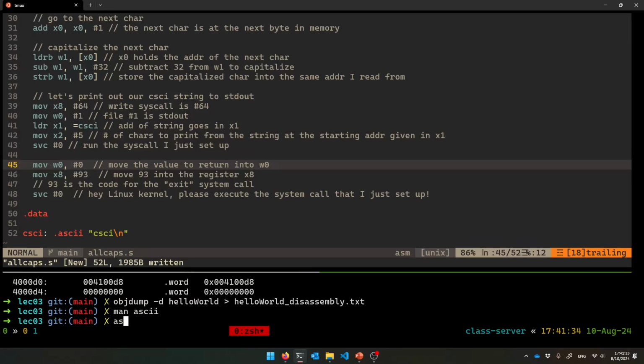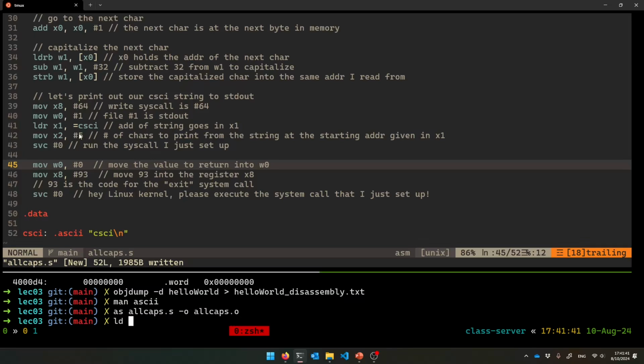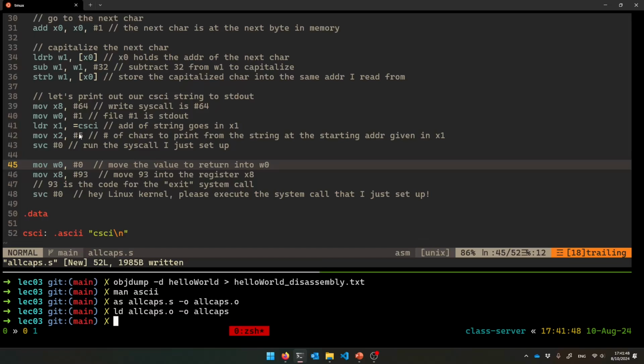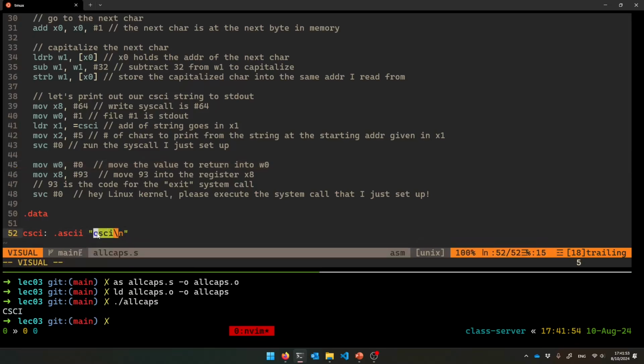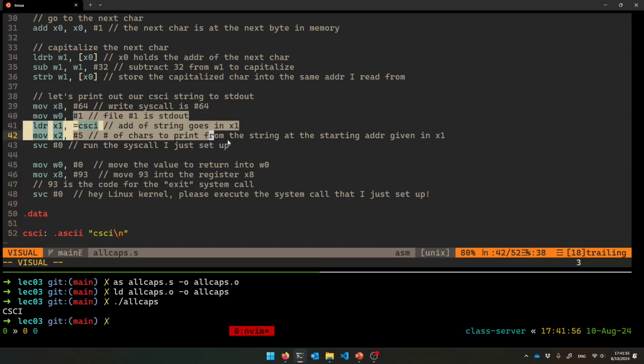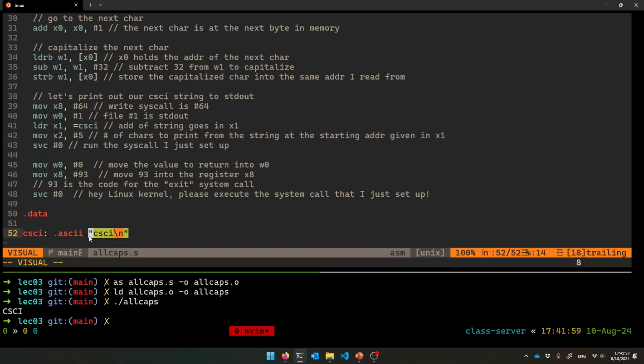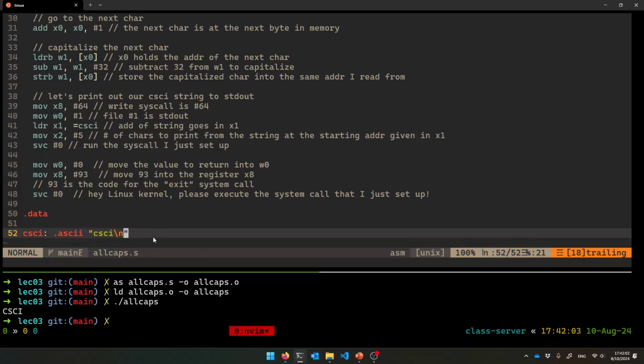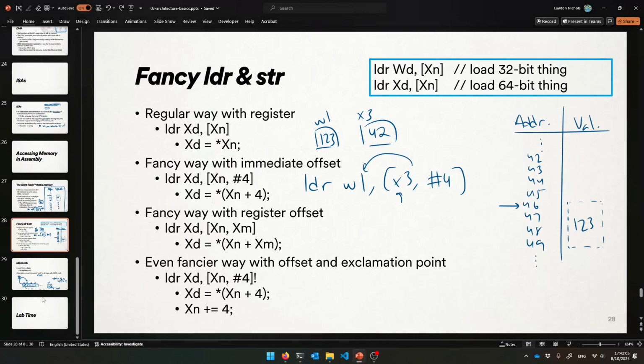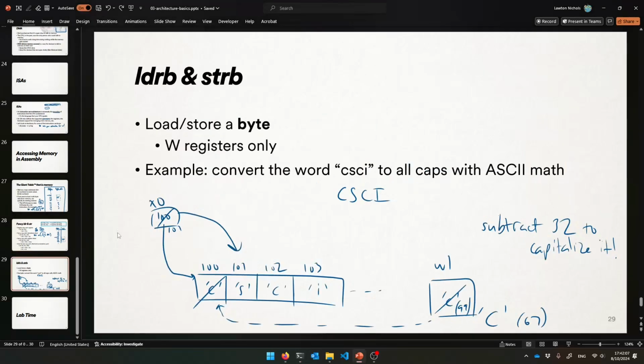So let's assemble it: all caps.s -o all caps.o, and let's link all caps.o into a final executable just called all caps. Boop. And if we run it, it should capitalize the stuff in memory, and then go to that same memory address and see what's there now. Oh man, it's capital CSCI and a new line. Sweet. So that is the cool example of the day, and I think that's where I want to leave you.